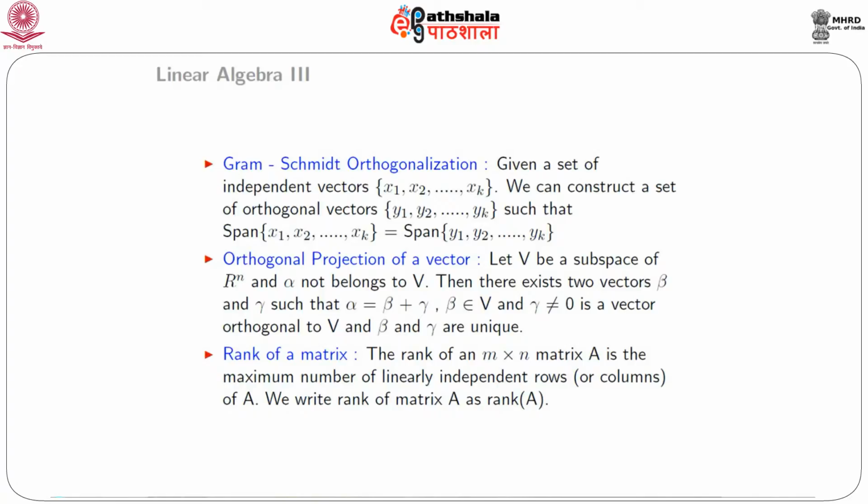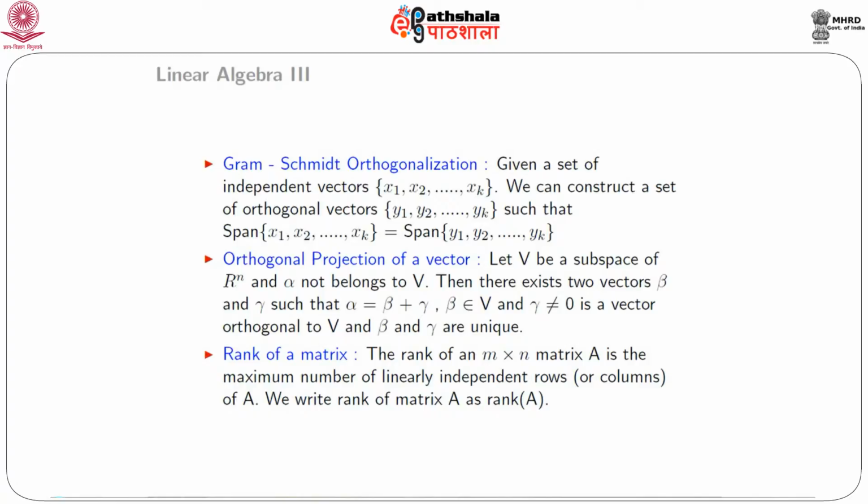Orthogonal projection of a vector. Let V be a subspace of Rn and alpha not belonging to V. Then there exist two vectors beta and gamma such that alpha equals beta plus gamma, beta in V and gamma not equal to 0 is a vector orthogonal to V, and beta and gamma are unique. If we remove the condition gamma not equal to 0, then the result holds even for alpha belonging to V.